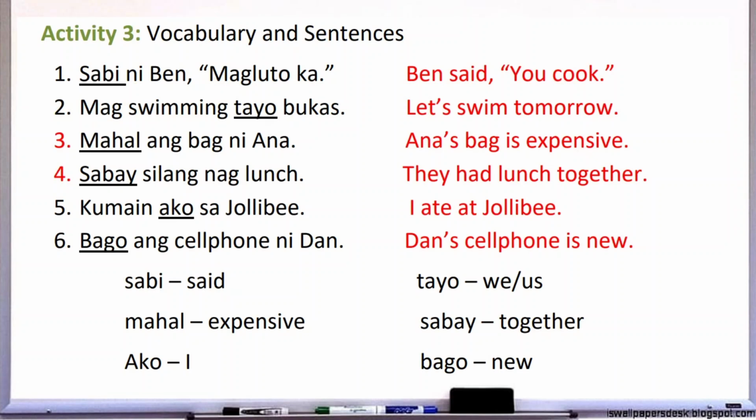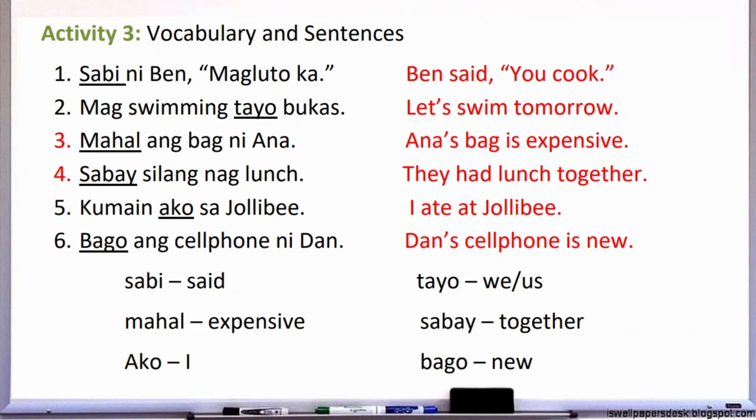Sabi ni Ben, magluto ka. Ben said, you cook. Number two, mag-swimming tayo bukas. Let's swim tomorrow. Number three, mahal ang bag ni Anna. Anna's bag is expensive. Number four, sabay silang nag-lunch. They had lunch together. Number five, kumain ako sa Jollibee. I ate at Jollibee. And then number six, bago ang cellphone ni Dan. Dan's cellphone is new. Alright, and that's the last activity that we have for today.